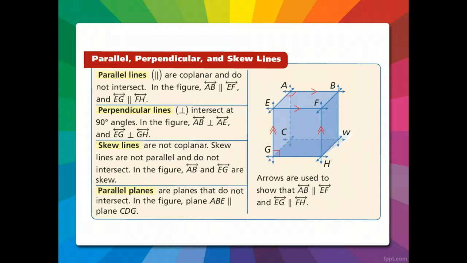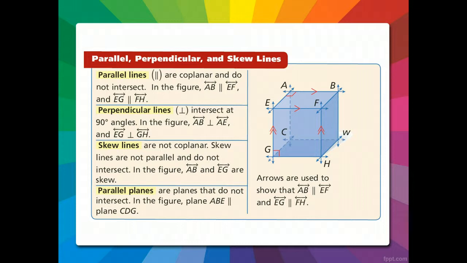Perpendicular lines, and we denote those with an upside down T, intersect at 90-degree angles. In this figure, you see the little red corners that show you the 90-degree angles. Line AB and line AE intersect as perpendicular lines. And line EG is perpendicular to GH.